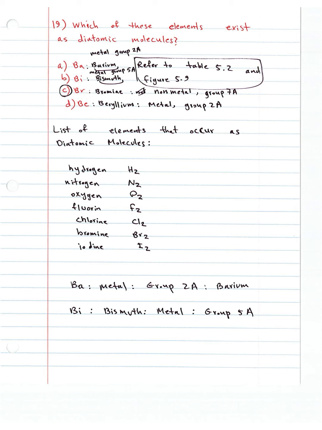Which of these elements exist as diatomic molecules? So these are your diatomic molecules: hydrogen, nitrogen, oxygen, fluorine, chlorine, bromine, iodine. So don't confuse this. Barium, bismuth, beryllium. Barium and beryllium are metals. Bismuth is also a metal. So the other ones all are metals.